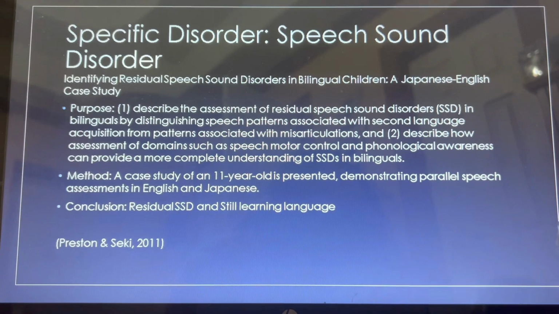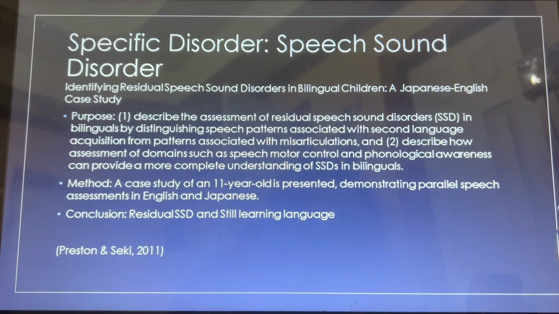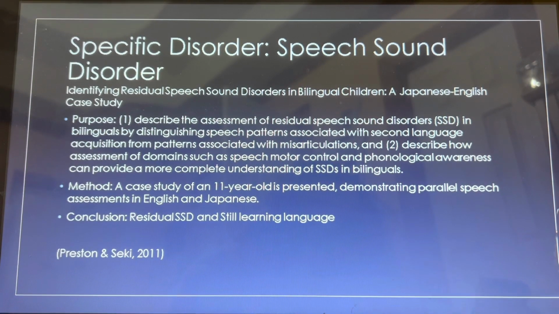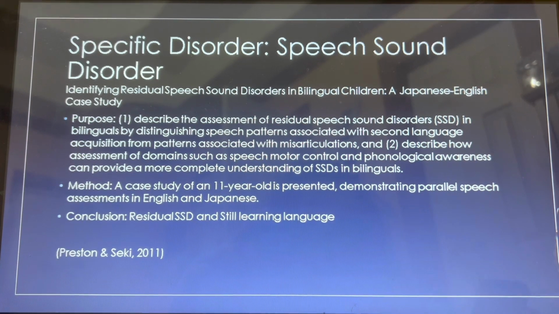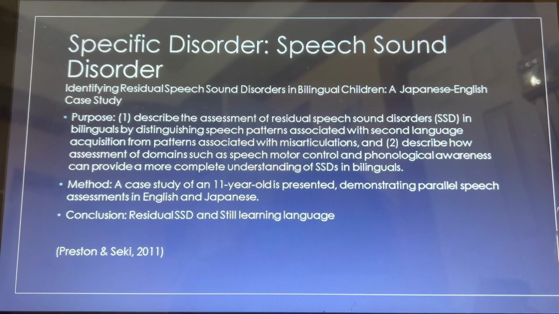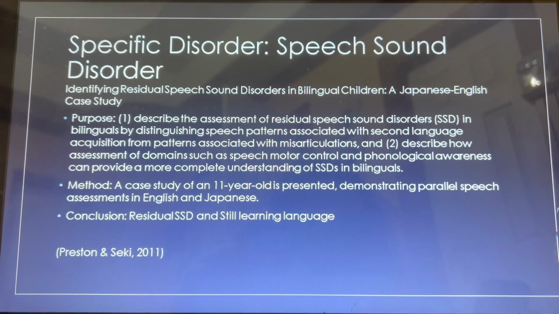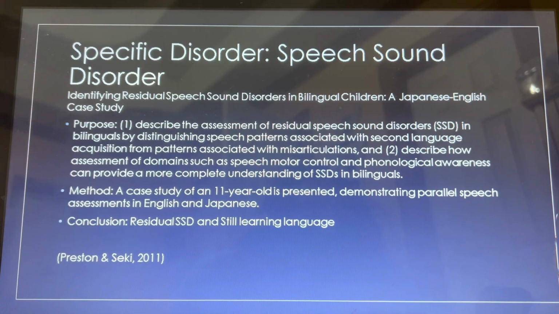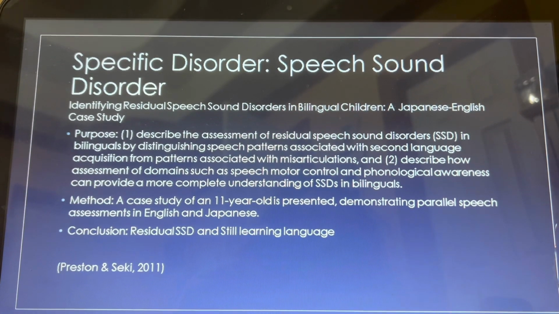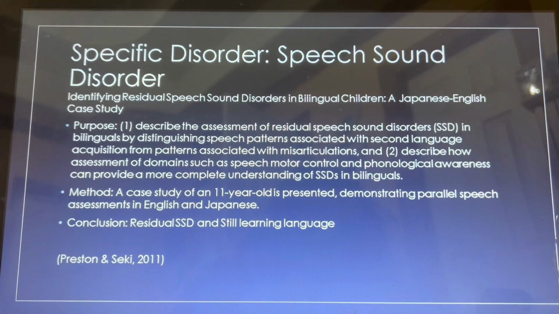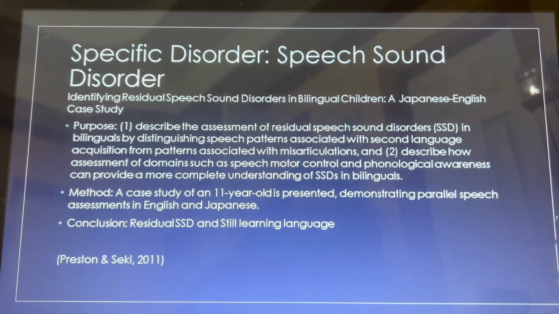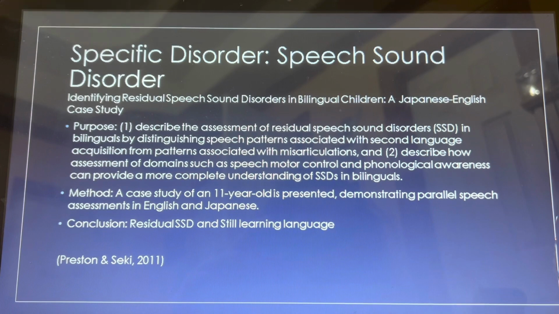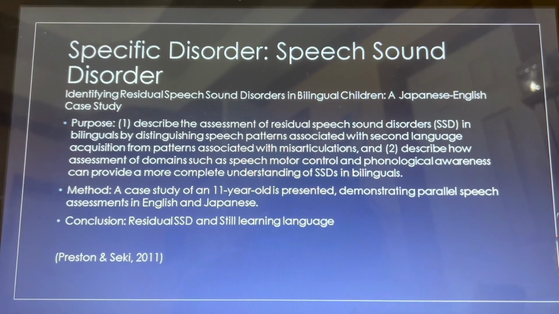Okay, so the disorder that I chose to focus on is speech sound disorder. The study I chose was trying to describe the assessment of residual speech sound disorders and describe how there might be other domains of assessment that should be looked at if we want to truly understand speech sound disorder in bilingual individuals. This case study looked at an 11-year-old who presented with a residual speech sound disorder. The child's family spoke mostly Japanese, with his mother occasionally using English. However, the child's formal education, which he received at 6 years old, has been primarily in English.